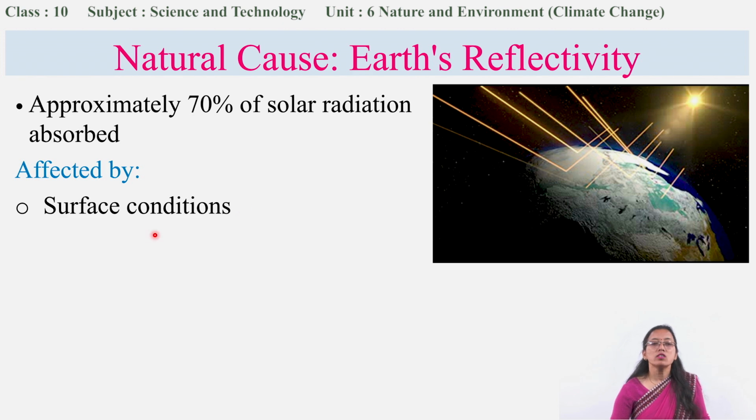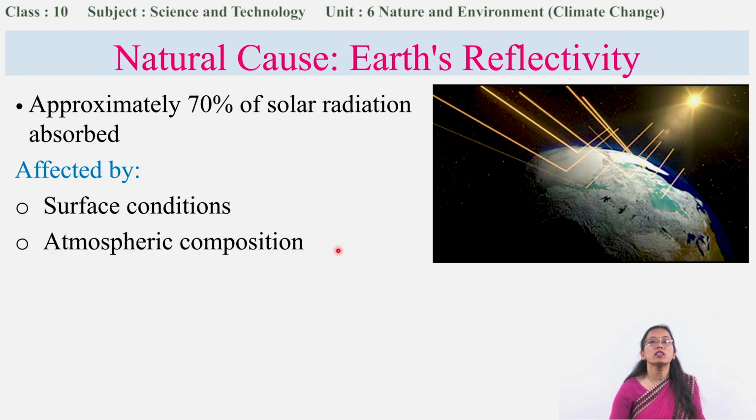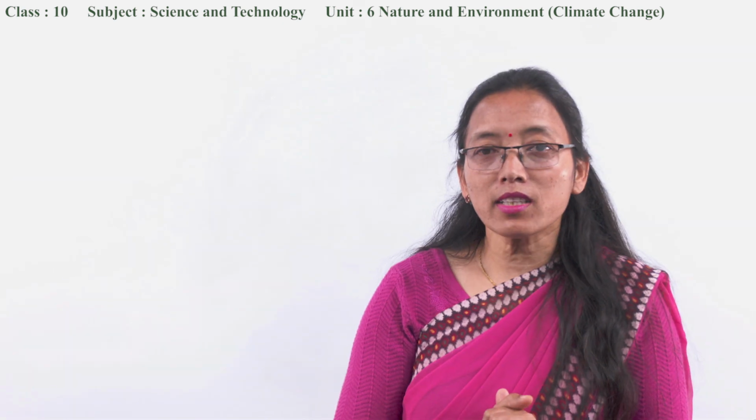The conditions, surface conditions. And another one is atmospheric composition. You know that our atmosphere is made up of different kinds of gases. What are those gases? Yes, there is nitrogen, oxygen, carbon dioxide, and many other gases present in our atmosphere. And the composition, if there is more carbon dioxide, what happens? If there is more oxygen, what happens? That composition also affects the climate change.